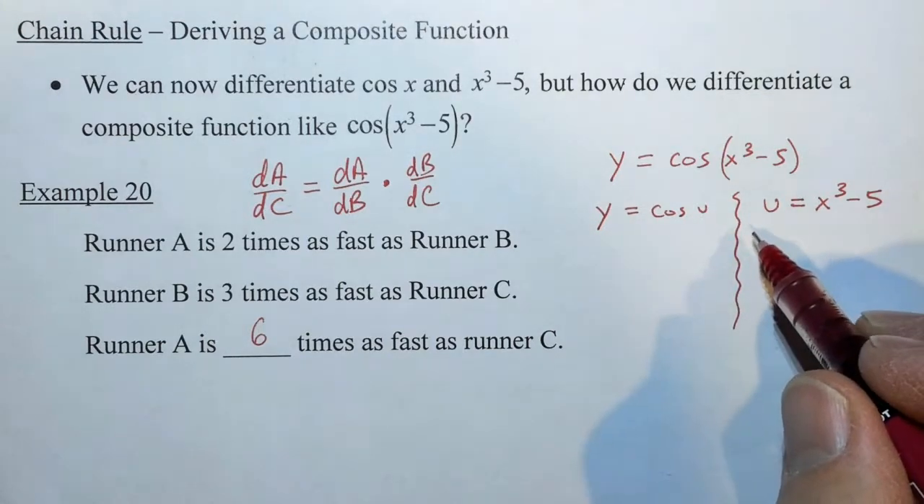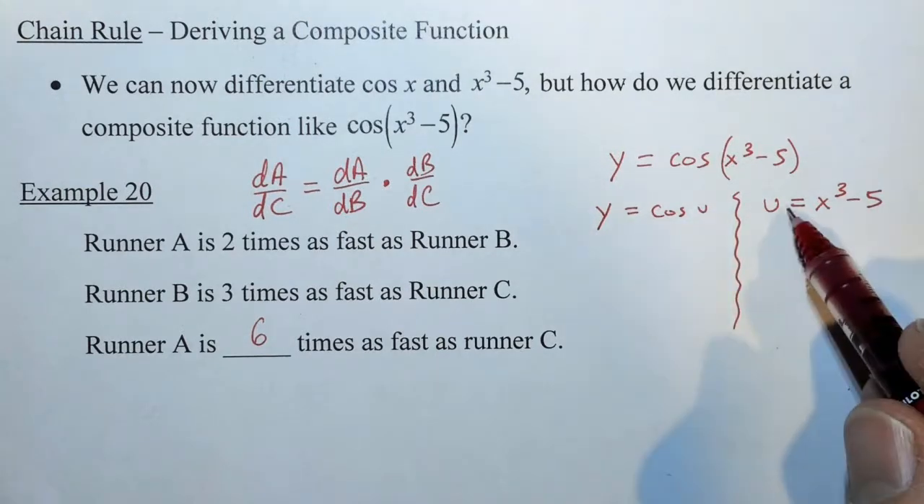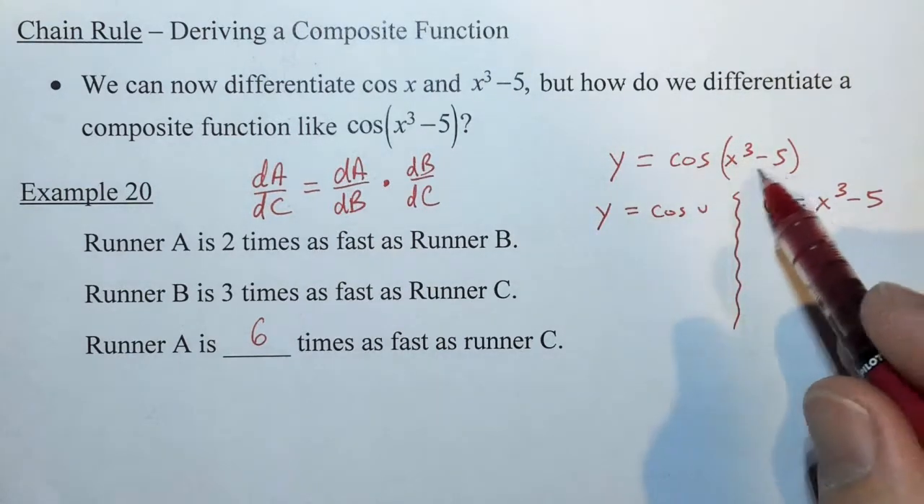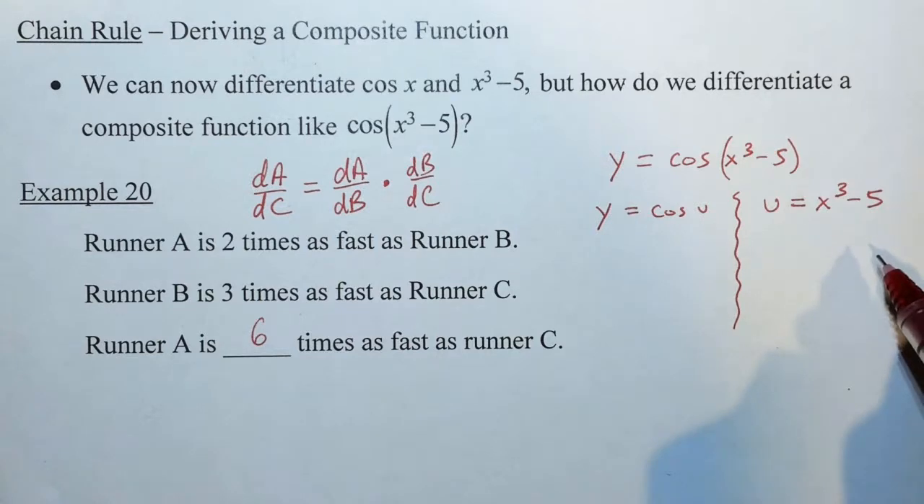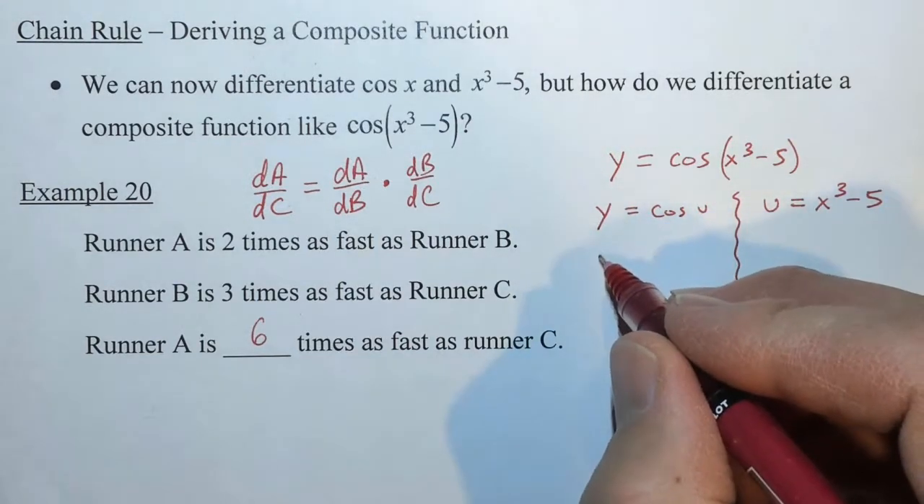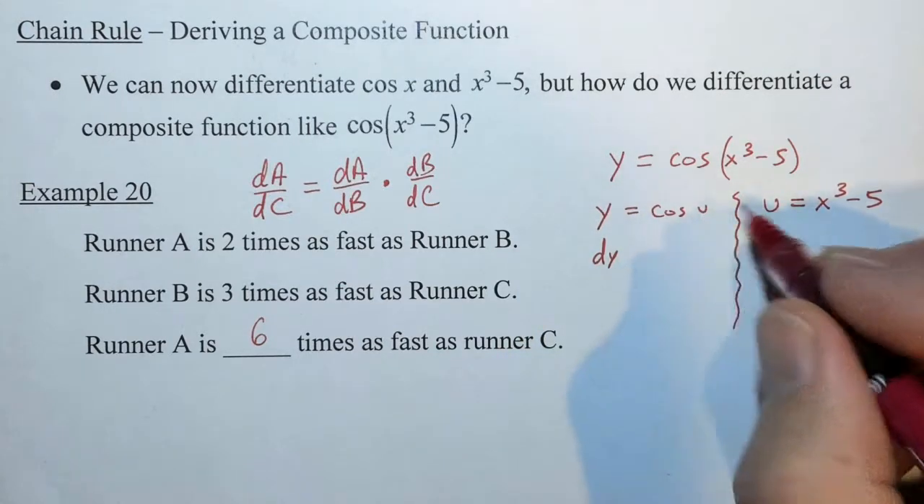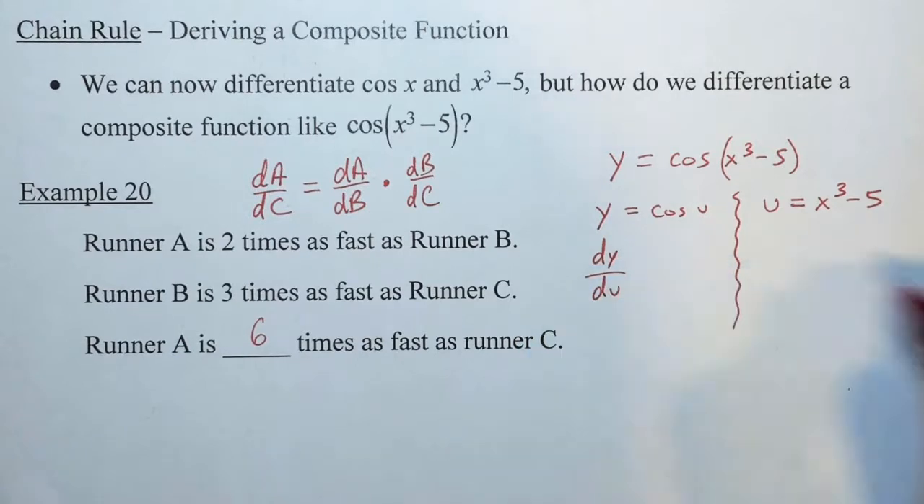In essence, we have an outer function, the cosine of u, and then we have an inner function. The inner function is the x cubed minus 5, so u is equal to x cubed minus 5. Right? So if we derive these each, when we take the derivative of y, this will not be dy dx, because we don't have an x right here, we have a u. So it's going to be dy du.